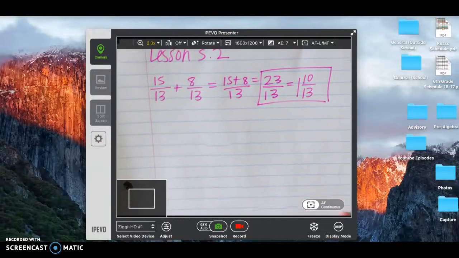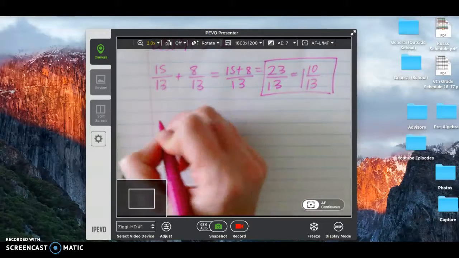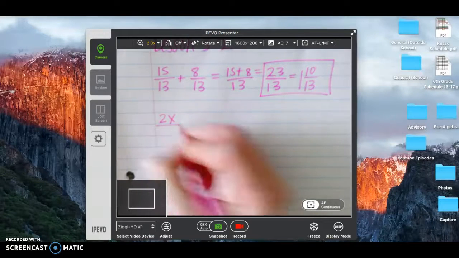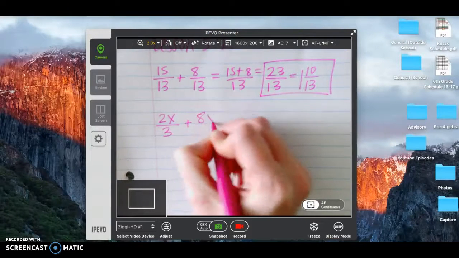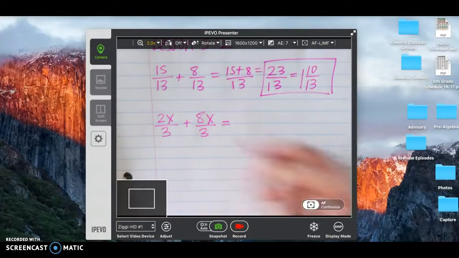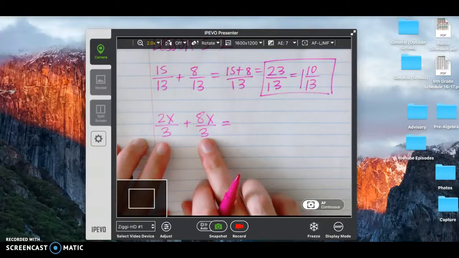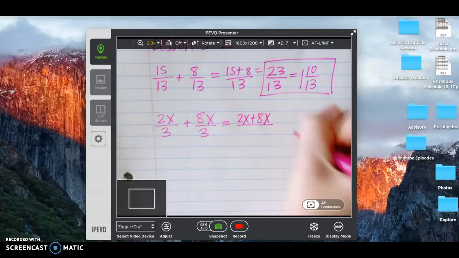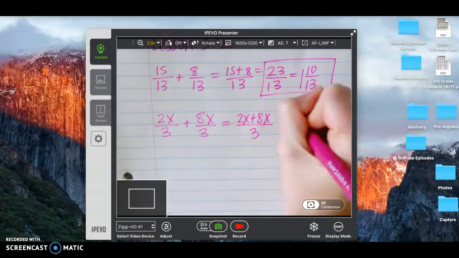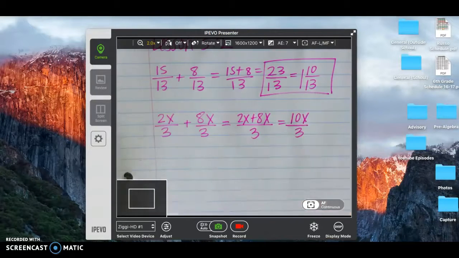Now I can also see examples where I have variables, either in my numerator or my denominator. So for example, 2x over 3 plus 8x over 3. So since these fractions have a common denominator, which means they have the same size pieces, I can add my numerators. So 2x plus 8x, keep my denominator the same, will be 10x over 3.